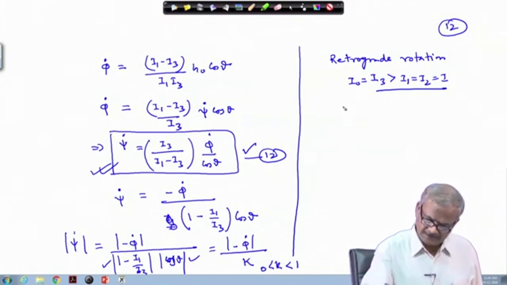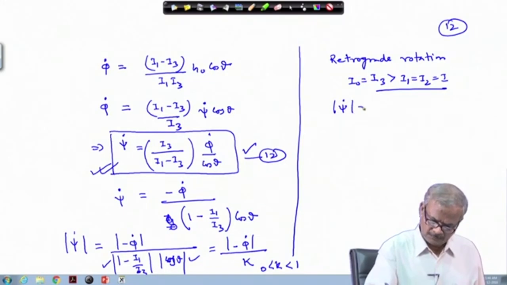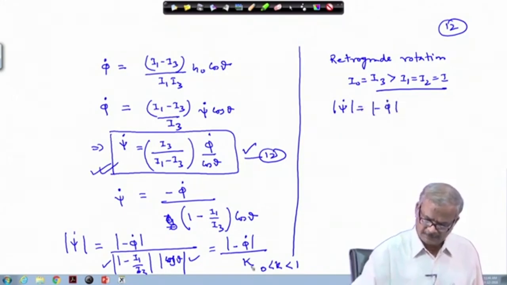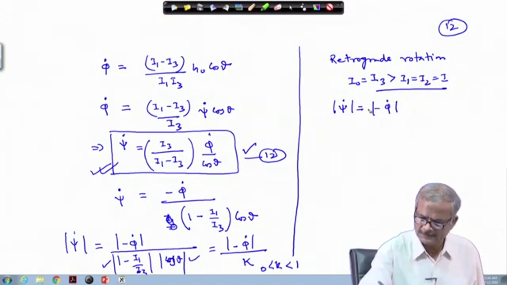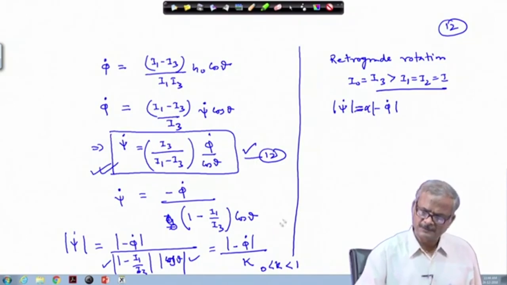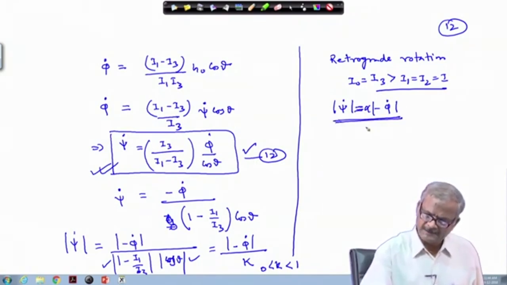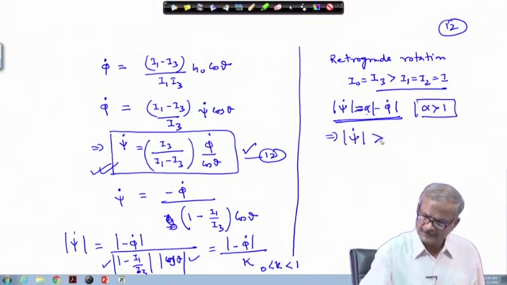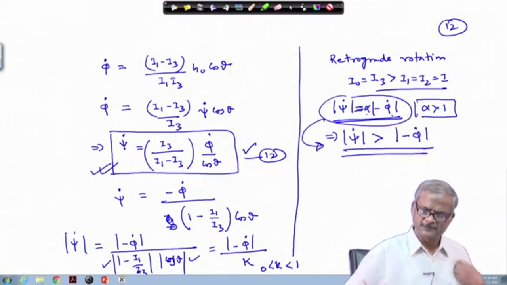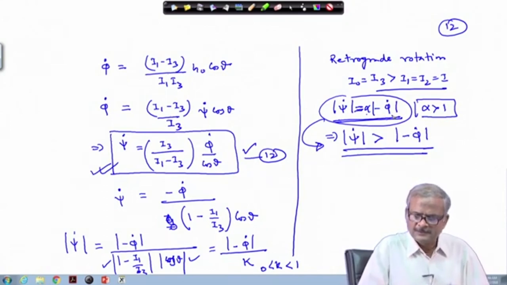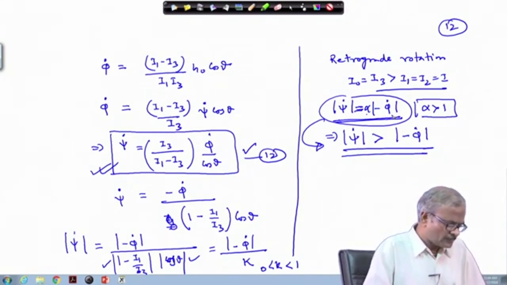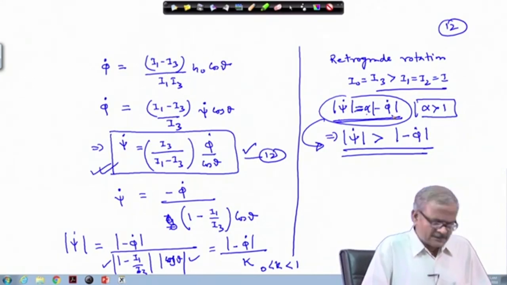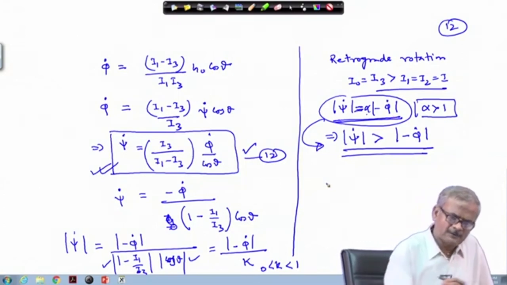So, if we take it upside, phi dot and 1 by k, then we can write this as, say, alpha. Obviously, from this place it is visible that alpha is greater than 1. So, this simply implies that psi dot magnitude will be greater than minus phi dot magnitude. From this equation we can get this. It is very simple to see, just check it yourself, because alpha is greater than 1. And the rest of the other things you can also work out in the same way.